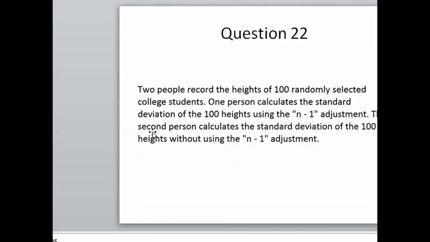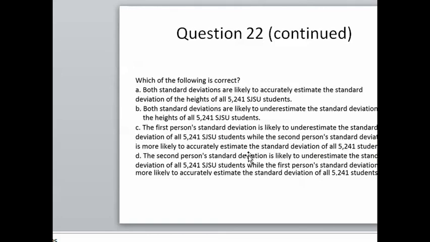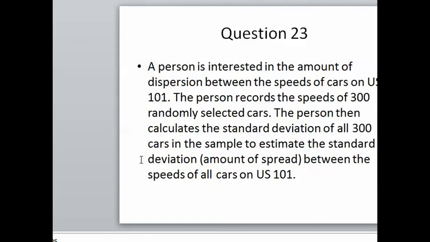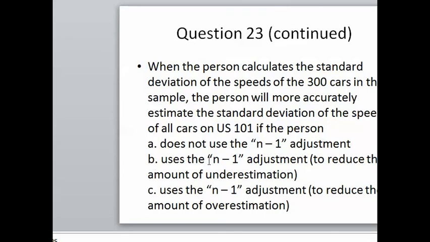If a person calculates a sample standard deviation and doesn't use the n-1 adjustment, they're likely to underestimate the population standard deviation, which means that D is correct. The second person who didn't use the adjustment is likely to underestimate. The person who did use the adjustment is likely to be more accurate. So D is correct for 22. 23. The person who used the n-1 adjustment is likely to be more accurate because they're less likely to underestimate, which means that B is correct.